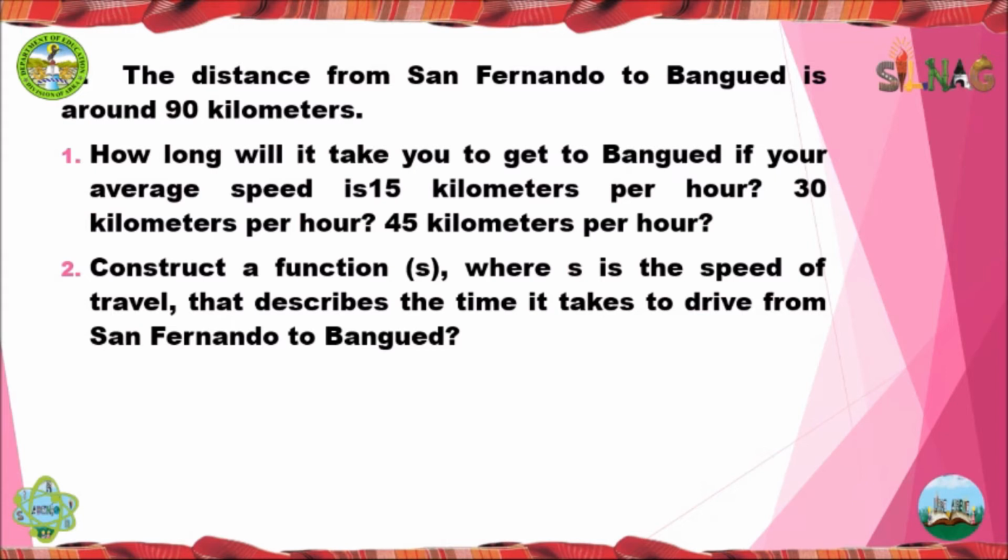Then for letter B, the distance from San Fernando to Bangued is around 90 kilometers. Number 1, how long will it take you to get to Bangued if your average speed is 15 kilometers per hour, 30 kilometers per hour, and 45 kilometers per hour? Number 2, construct a function S, where S is the speed of travel that describes the time it takes to drive from San Fernando to Bangued.